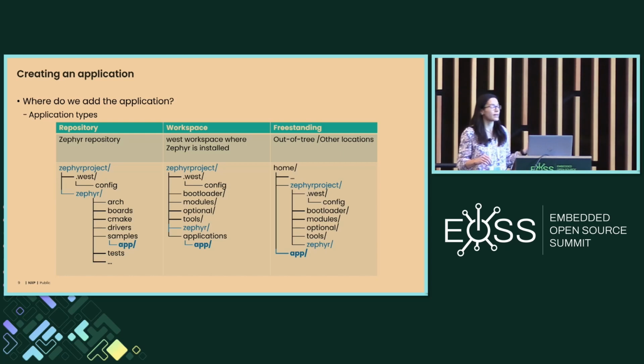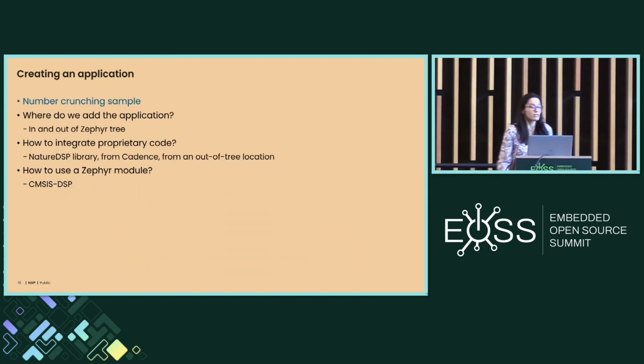On the next few slides, I'm going to show you an application I've created, and we're going to move that application from repository to a freestanding application to see what changes we have to make for these cases. We're not going to talk about workspace because it's very similar to the first one. Actually, there are no changes to make. I will explain later what changes might be possible, but it's very similar to the first one. Okay, so I've created an application, a number crunching sample. It does some vector operations, fast Fourier transformation, and filtering.